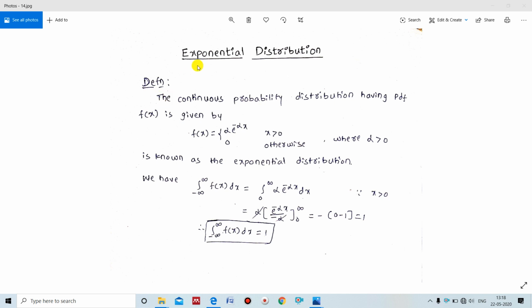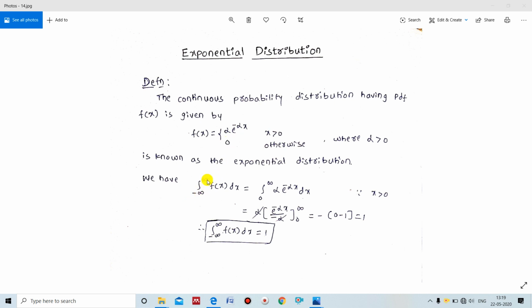The exponential distribution is a continuous probability distribution having a probability density function f of x given by f of x equal to alpha into e raised to minus alpha x when x is greater than 0. The value of f of x is 0 otherwise, that is, if x is less than 0 it will be 0. Always alpha is greater than 0. This is known as the exponential distribution. It means f of x is alpha into e raised to minus alpha x only when x is positive. If x is negative, the f of x value is 0. This is the definition.